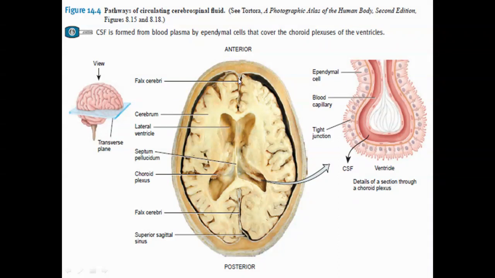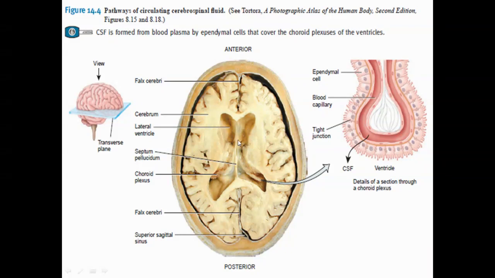Here you can see the falx cerebri, which separates the cerebrum, and the falx cerebelli, which separates the cerebellum. I think there is a spelling mistake here. This is the superior sagittal sinus. The CSF flows from the lateral ventricle. There are two lateral ventricles, one on each side of the cerebrum.